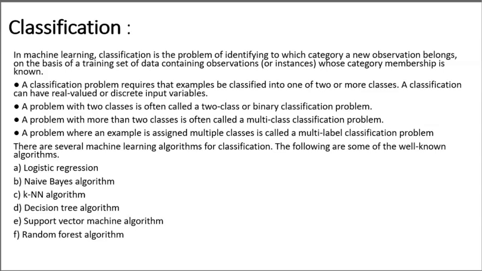So in machine learning, classification is the problem of identifying which category a new observation belongs to. That is, if we are given a number of classes to which the incoming new inputs or new observations are to be classified, in classification it is a problem of identifying to which class the input will belong.